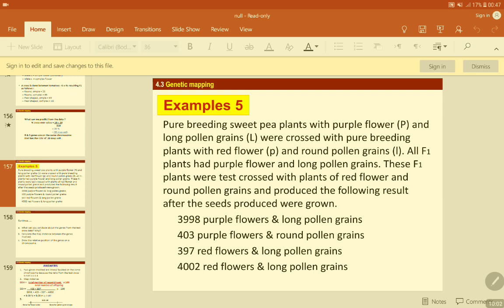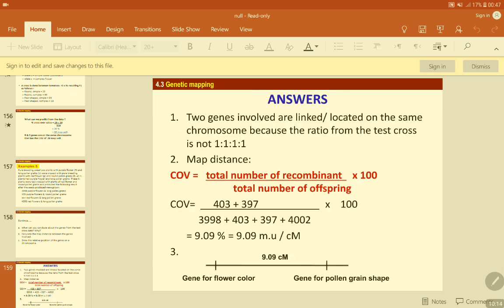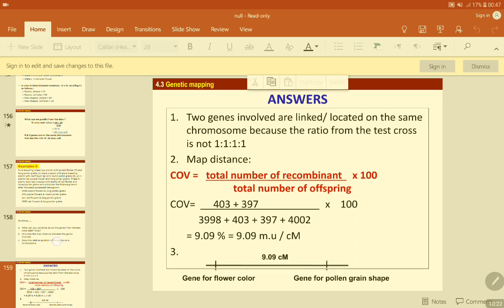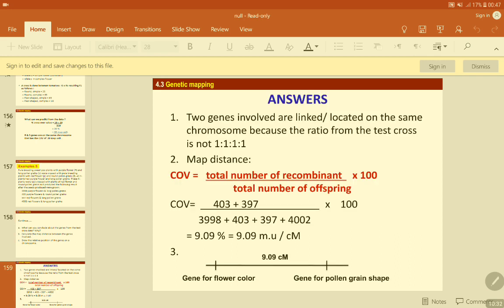Okay, so the last example here, another set of linked gene test cross, 2 big numbers, 2 small numbers. So the first question, what can you conclude about the gene? So you say that the 2 genes are linked, located on the same chromosome. Reason, because the ratio from the test cross is not 1, 1, 1, 1. So calculate the map distance between the gene. So only linked gene can calculate the distance. So we use the formula here, distance equal to total recombinant over total of offspring.